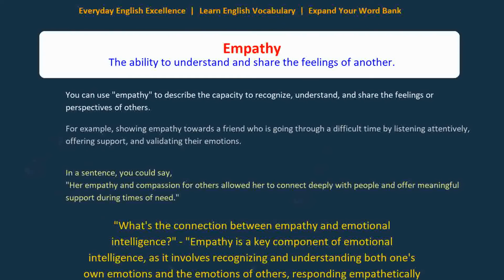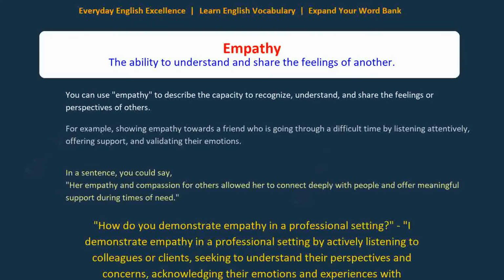What's the connection between empathy and emotional intelligence? Empathy is a key component of emotional intelligence, as it involves recognizing and understanding both one's own emotions and the emotions of others, responding empathetically to others' feelings, and effectively managing interpersonal relationships by showing empathy, compassion, and understanding towards others' experiences and perspectives.